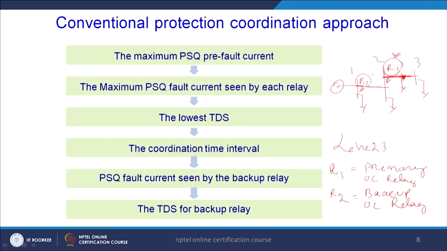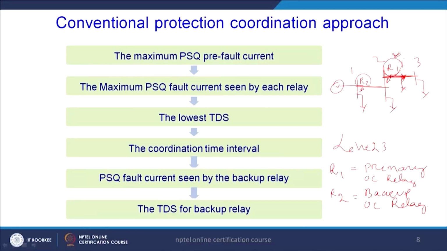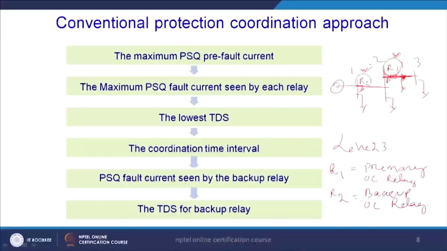And remember, R1 operates first, then R2 will operate later within a time gap of 0.3 to 0.5 second. This 0.3 to 0.5 second is not designed arbitrarily; it is the time of operation required for the operation of the breaker present here for line 2, 3. If R1 is failing, R2 is not going to operate very quickly; it will wait for 0.3 to 0.5 second and then R2 will react.